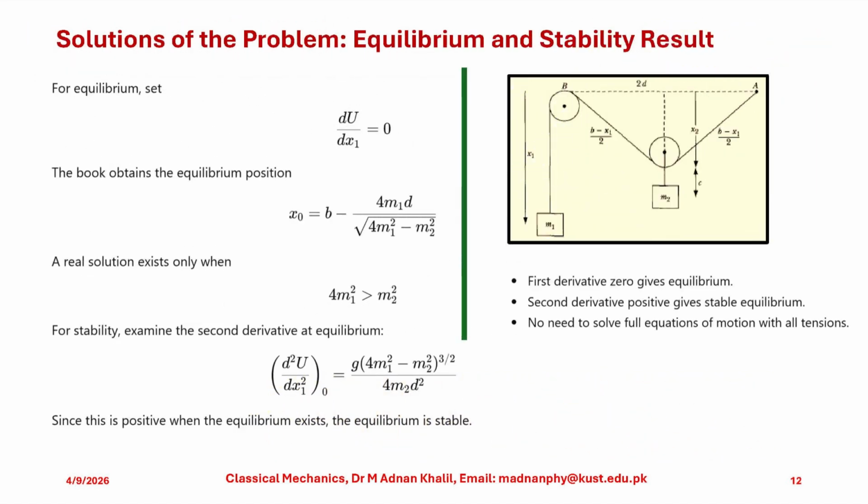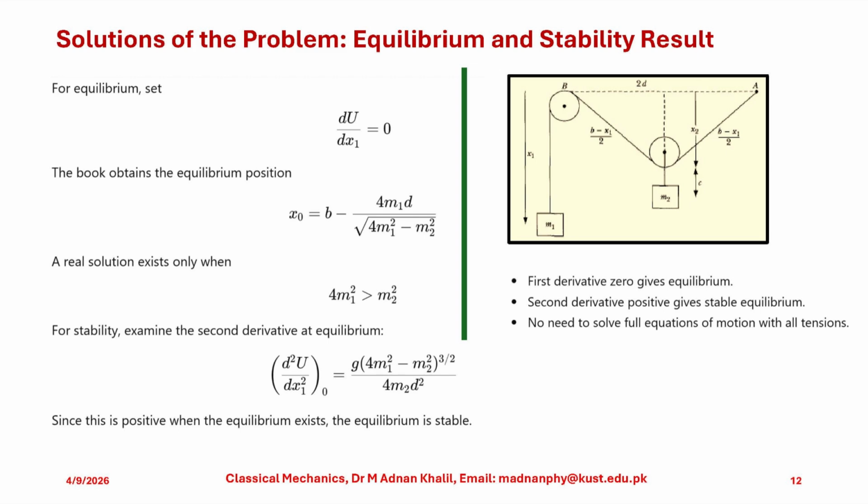Now we move towards the solution of the problem. First, for equilibrium, we set the first derivative of the potential equal to 0, that is, differentiating U with respect to x1 and equating it to 0 will give us the expression for the equilibrium point. Now there we see an important condition, that is, 4m1 square should be greater than m2 square. That is, a real equilibrium exists only if this relation between masses is satisfied. So equilibrium is not guaranteed, it depends on system parameters.